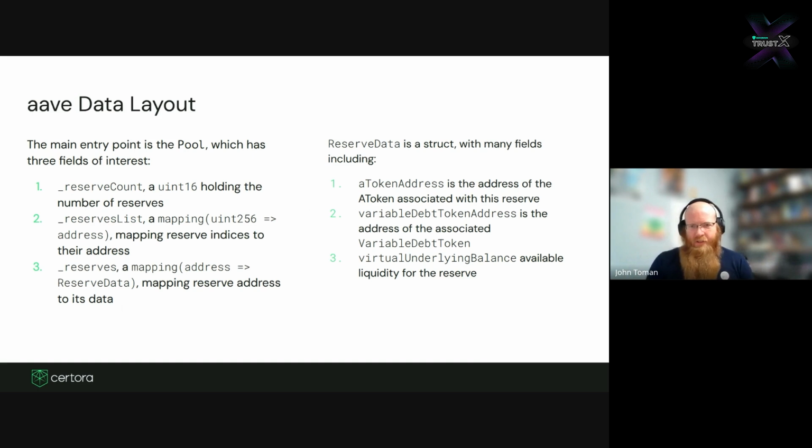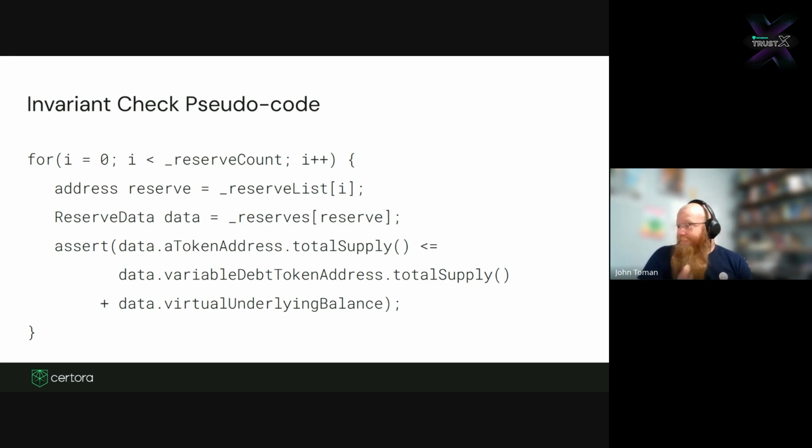The A token address is the associated A token. The variable debt token address is the address of the variable debt token for the underlying reserve. And then the virtual underlying balance is the field that records the liquidity in the pool. That is the amount of asset that has been deposited but not yet borrowed against. And so with this information, we can write code to check the natural language description of the invariant we saw previously. It's quite simple.